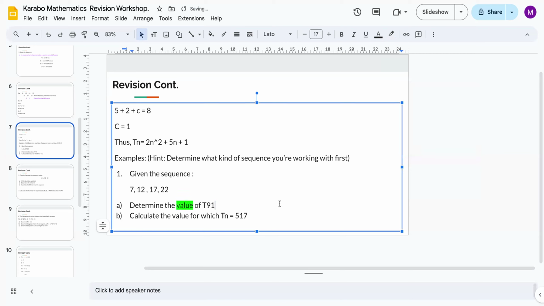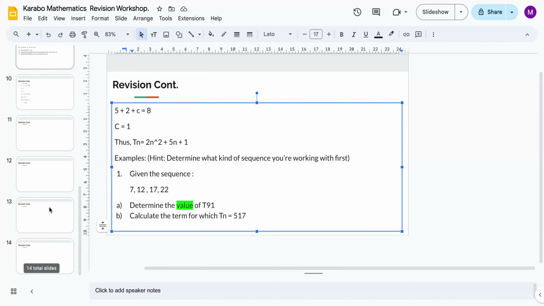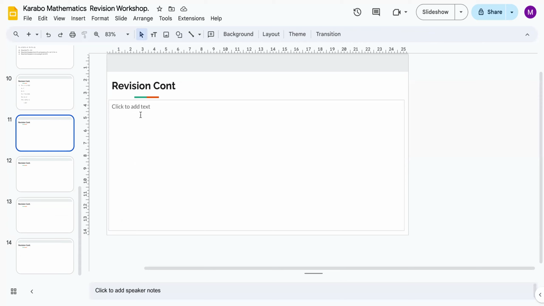Okay, whenever you see the word value, you know they're asking you for Tn. And now they're asking, calculate the value. Let me use another word: term. Calculate the term for which Tn is equal to 517. So they've told me what the value of this term is. It's 517. Now they're asking me which term is equal to 517. So what we're looking for is our n. So start here.